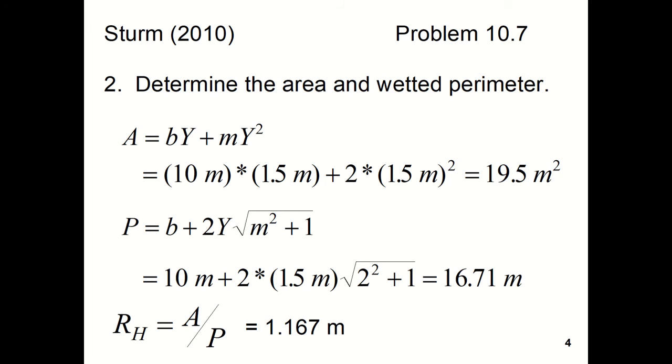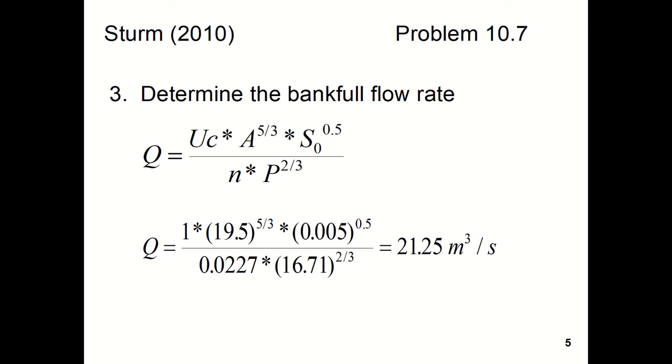Next, determine the area and the wetted perimeter. Since the normal depth is known, we can fairly easily compute the area and the wetted perimeter from the equations for the trapezoidal channel. We then compute the hydraulic radius as being 1.167 meters. Then, using Manning's equation, we will predict the bankfull flow rate.